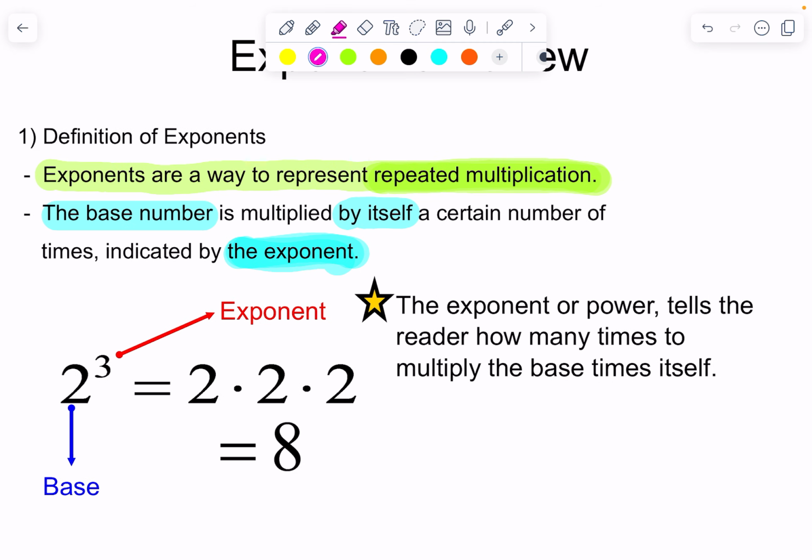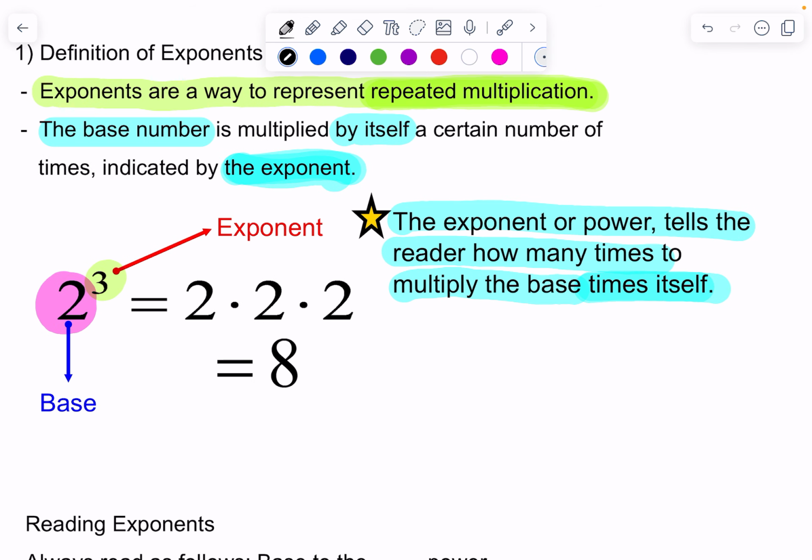As you can see, the base is the largest number you're going to have there. The exponent is the little number on the top right. And this exponent, or power, tells the reader how many times to multiply the base times itself. So in this particular example, 2 to the third power means that I'm going to multiply 2 times itself 3 times: 1, 2, 3. And 2 times 2 times 2 is 8. And there you have it. That's what an exponent or power does.